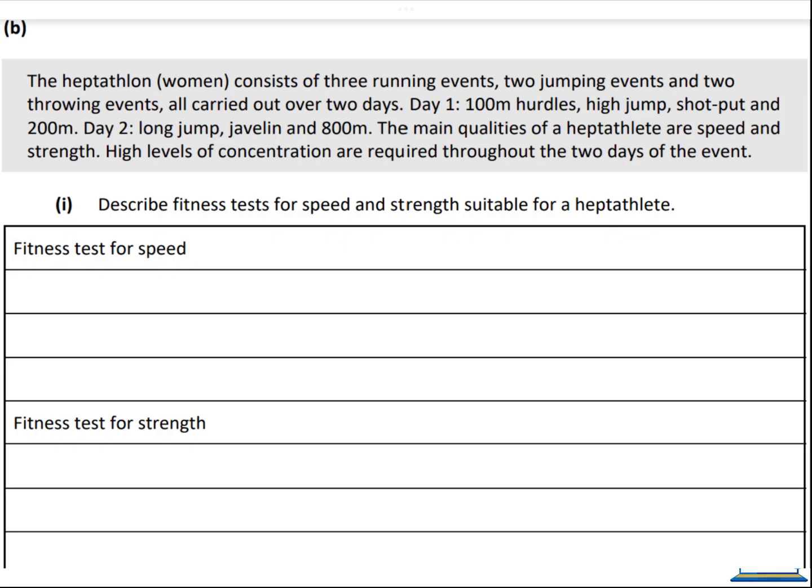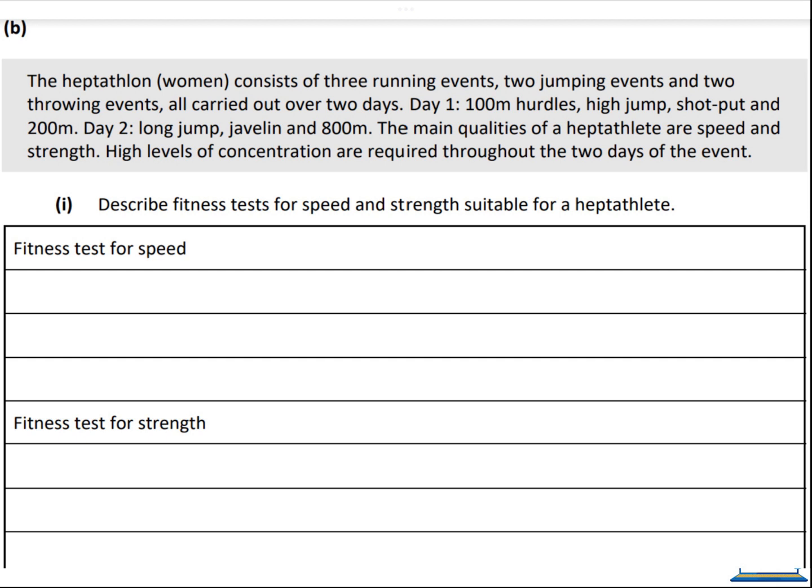Okay, very interesting question from a few years ago. So we have the heptathlon in women consists of 3 running events, 2 jumping events, and 2 throwing events, all carried out over 2 days. So day 1, 100 meter hurdles, high jump, shot put, and the 200 meters. Then we have day 2, long jump, javelin, and 800 meters. The main qualities of a heptathlete are speed and strength. High levels of concentration are required throughout the 2 days of the event.